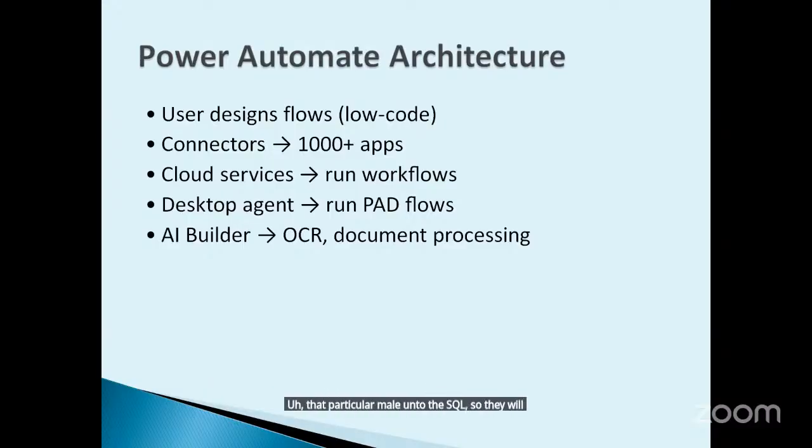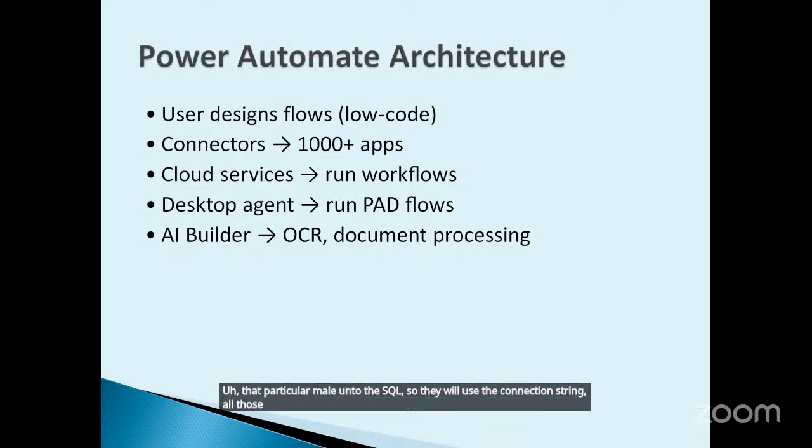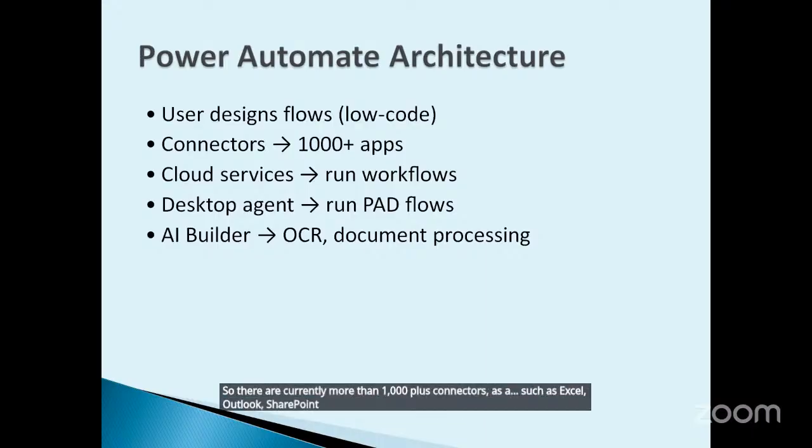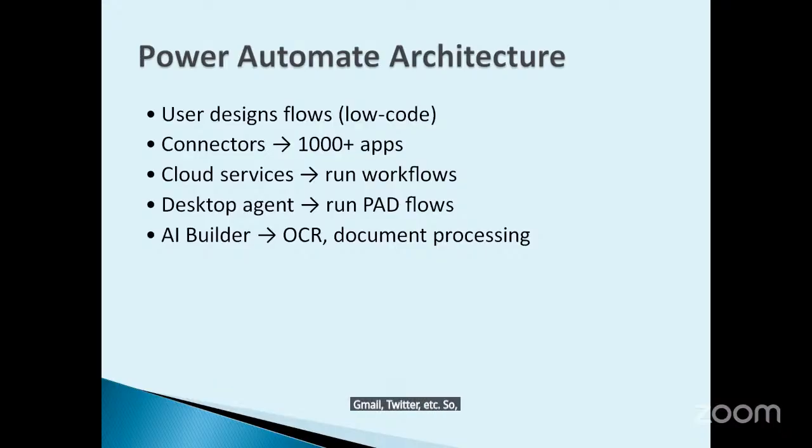So they will use the connection string, all those codings and everything. Here it's more like a sign in. You just need to open Power Automate, search for the tool, click on sign in, you're good to go. It will be connected. There are currently more than 1,000 connectors such as Excel, Outlook, SharePoint, Teams, Dataverse, SAP, SQL, Gmail, Twitter, etc. Basically these connectors are like ready-made cables connecting your automation to the other system. It's more like plug and play.